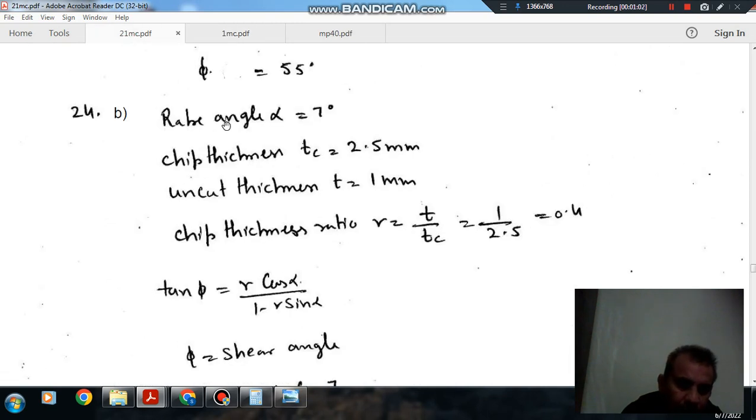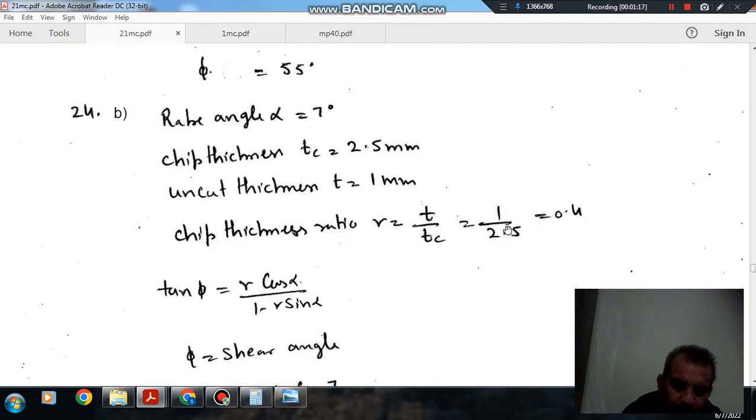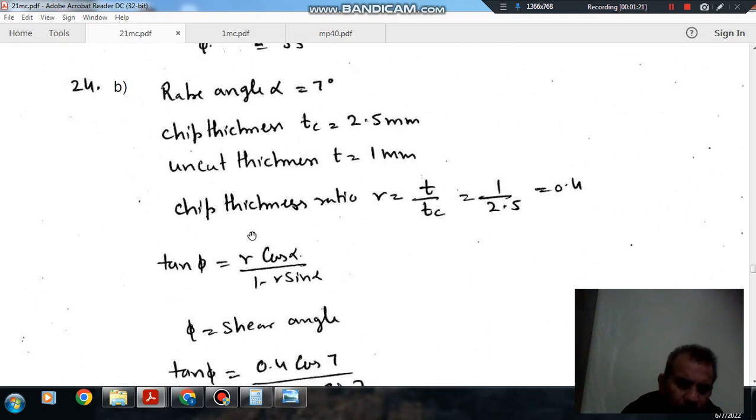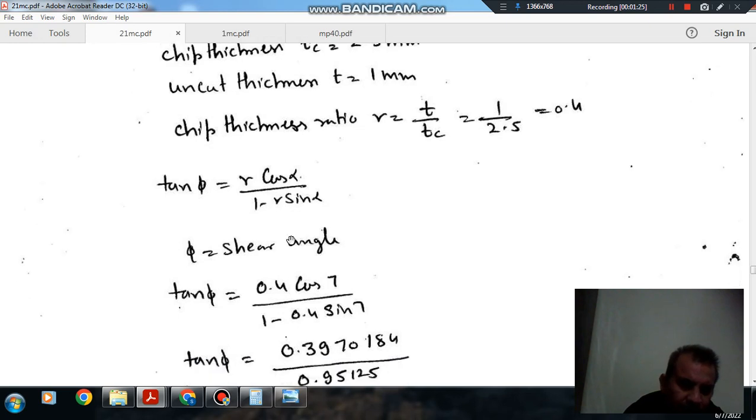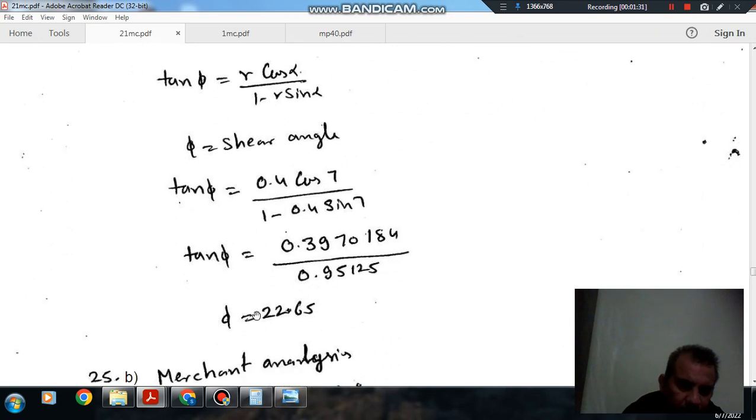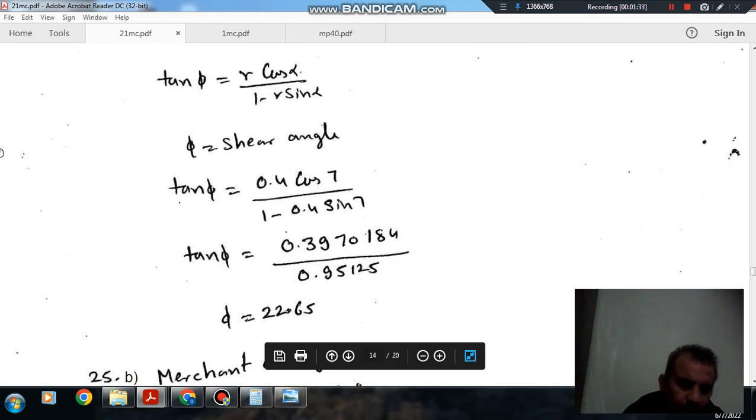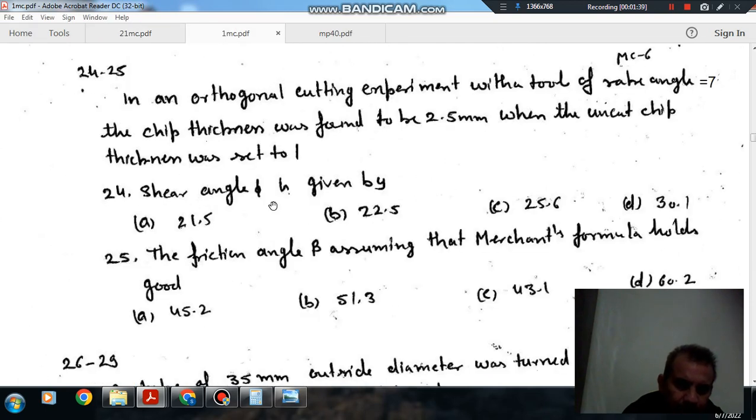So here the rake angle is given as 7 degrees, chip thickness is 2.5 mm and uncut thickness is 1 mm. So the chip thickness ratio is 1 by 2.5, that is 0.4. Using the same formula, tan phi is equal to r cos alpha divided by 1 minus r sin alpha, we can find out the shear angle. The shear plane angle comes out as 22.65. So the answer to question number 24 is B.